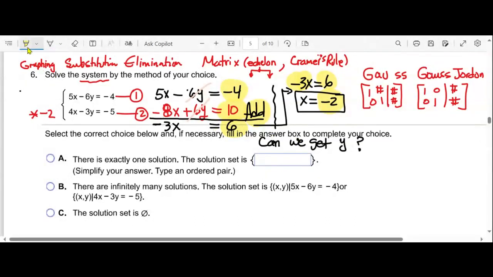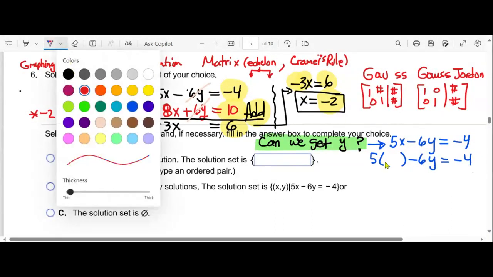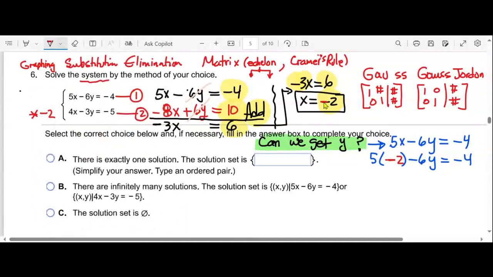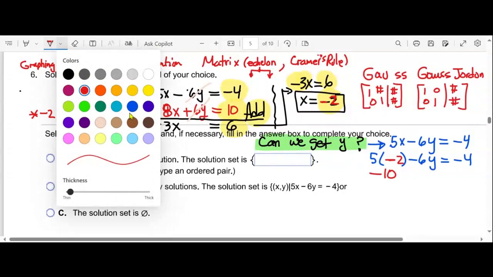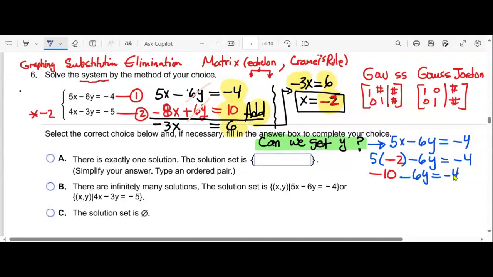Now, how can we get y? From which equation? Any equation, right? I can use any equation. So let's try the first equation. How much is x, Muhammad? Negative 2. So how much does this give you? Negative 10. Now I'm going to rewrite this and move the negative 10 to the other side, it becomes positive 10. So you have negative 4, positive 10, negative 6y. That gives you 6, negative 6y. So y equals how much, Muhannad?